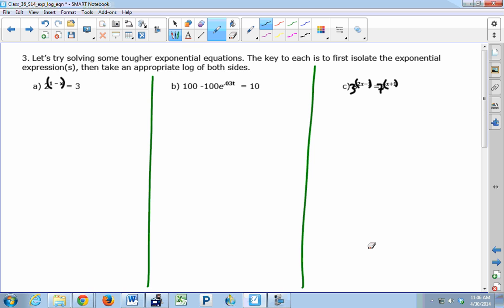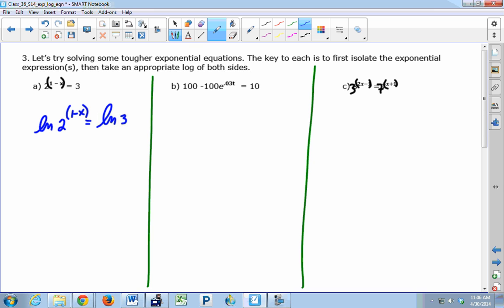I could take the natural log of both sides. I could take common log of both sides. I could take log 2 of both sides, but I'm going to use natural log. Natural log of 2 to the 1 minus x equals natural log of 3. Just take the log of both sides. As long as the log has the same base, you're kosher, okay?